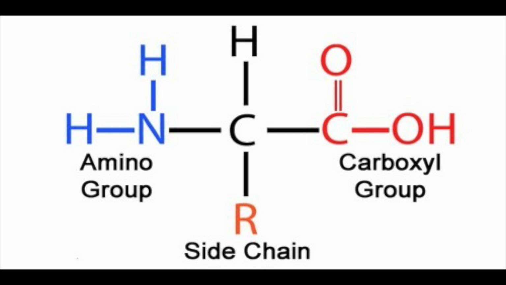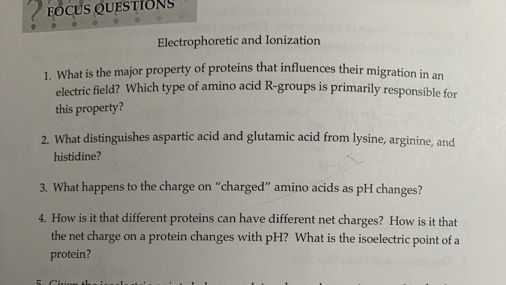Okay, moving on to question number 2. What distinguishes aspartic acid and glutamic acid from lysine, arginine, and histidine? First of all, you can see by the nomenclature that aspartic and glutamic are acids, so in water they will lose a proton and become negatively charged. Lysine, arginine, and histidine all have these nitrogen groups, while aspartic acid and glutamic acid have these carboxyl groups. That was shown in the earlier diagrams. So that's a few things that distinguish them.